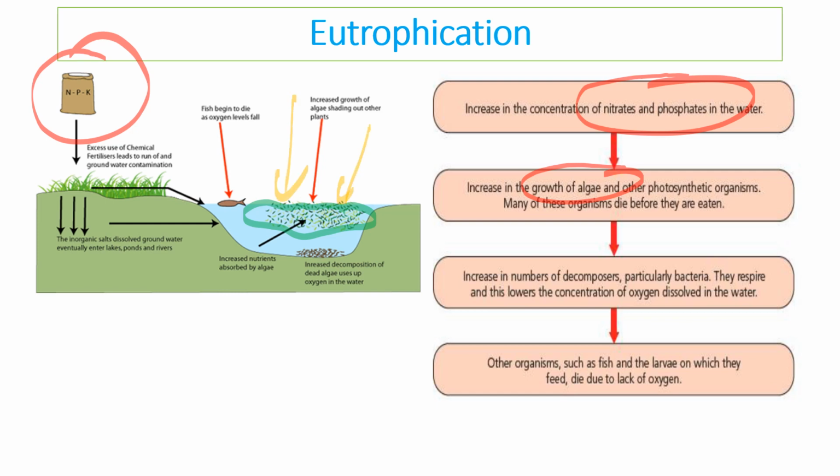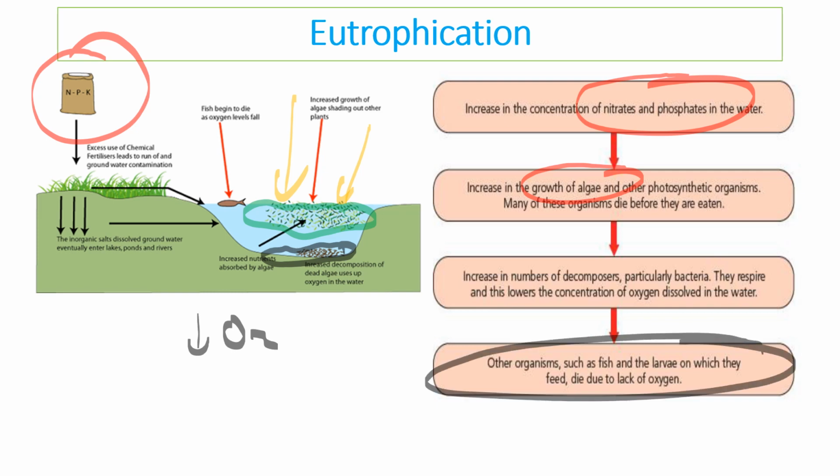As a result, the plants at the bottom will die, and bacteria will then also decompose those plants using the oxygen. So the bacteria uses the oxygen, which then leads to fish death as a result.